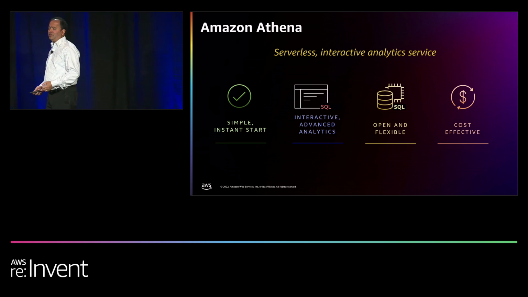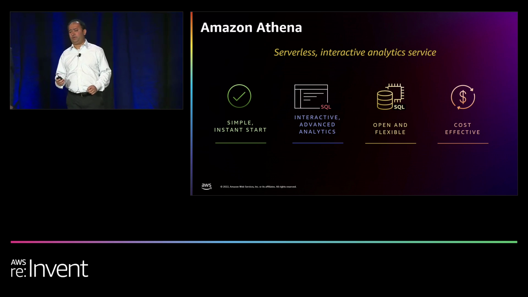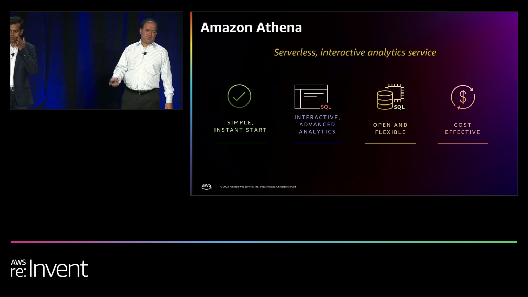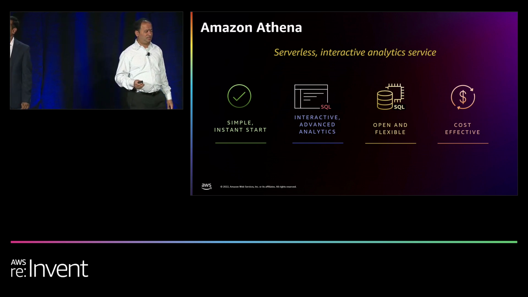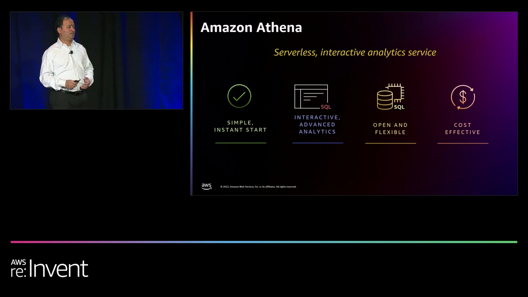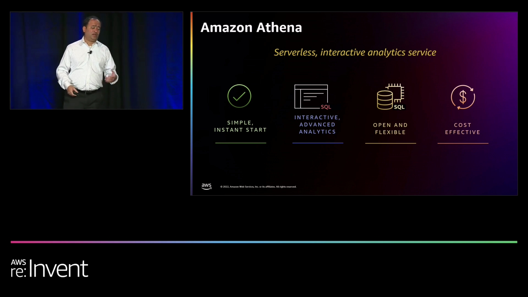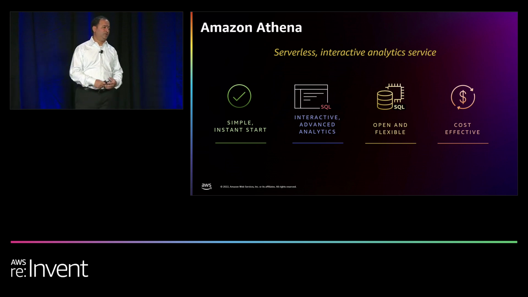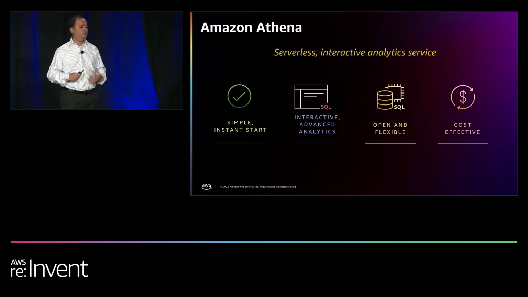So, Amazon Athena is a serverless interactive analytics service, which gives you the simplest and fastest way to query petabytes of data. Whether your data is in S3, whether it lives on premises, you can get started quickly without provisioning clusters, without configuring settings. You connect to your data, you define your schema and start querying. You do not have to do any ETL, you do not have to process or move or copy the data.